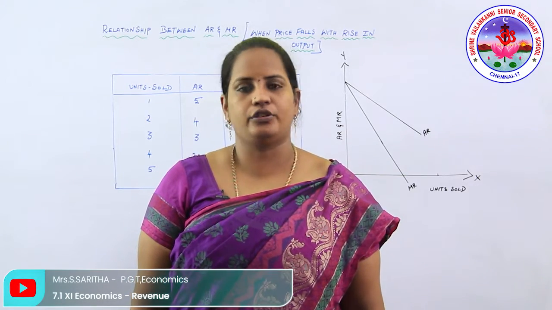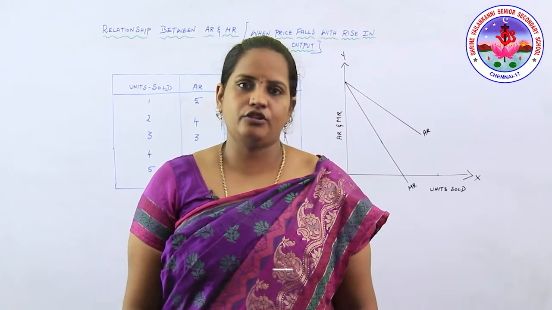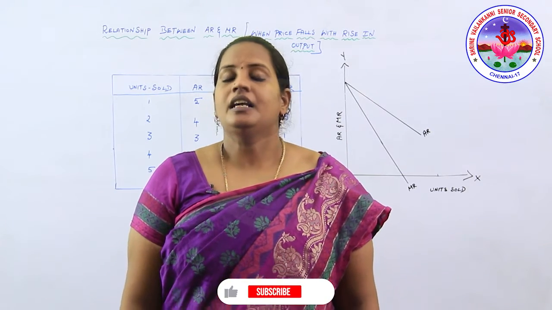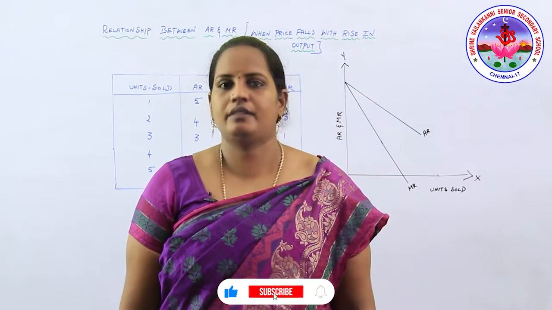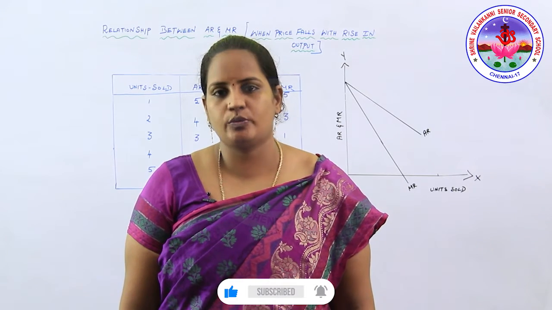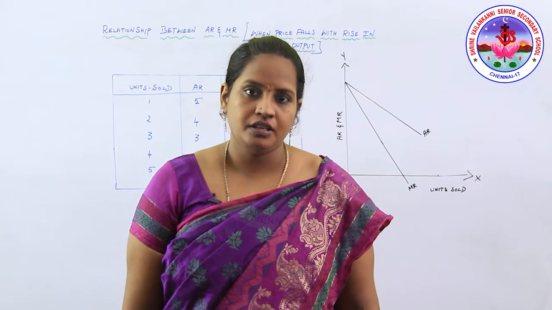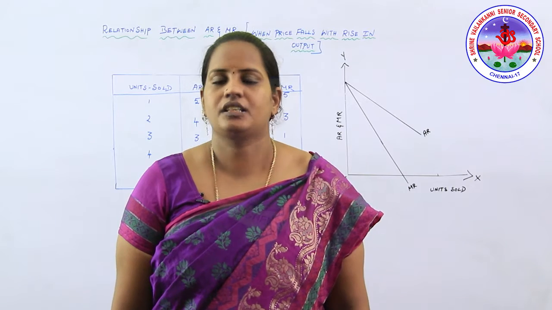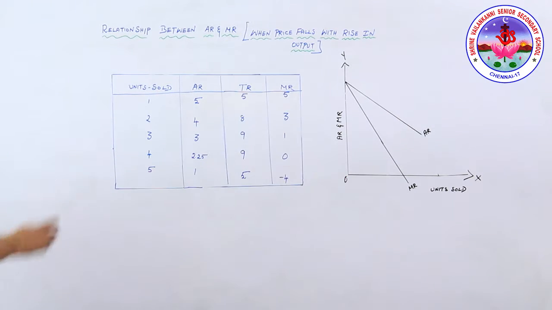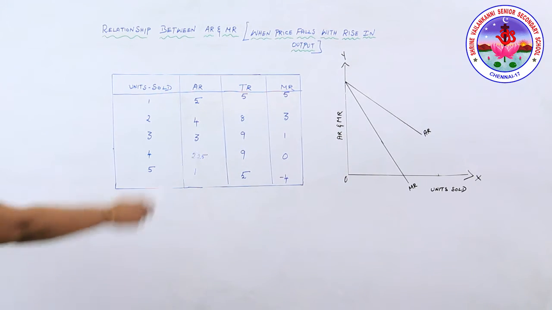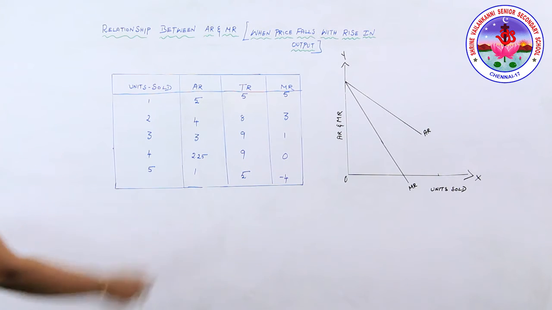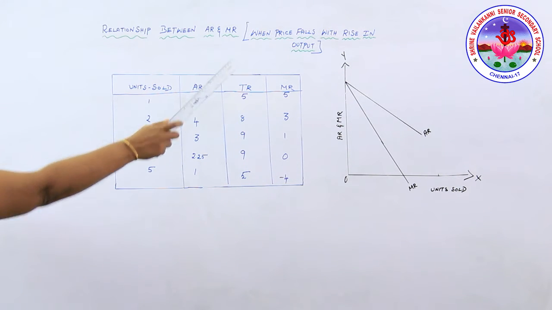Today we are going to continue revenue. So in this revenue chapter, we are going to continue with the relationship between average revenue and marginal revenue, and the relationship between total revenue and marginal revenue, when price falls with rise in output. Let's start with the relationship between average revenue and marginal revenue, when price falls with rise in output.